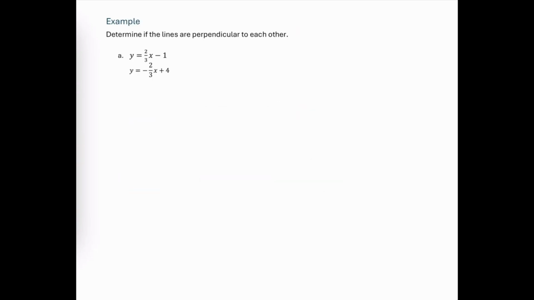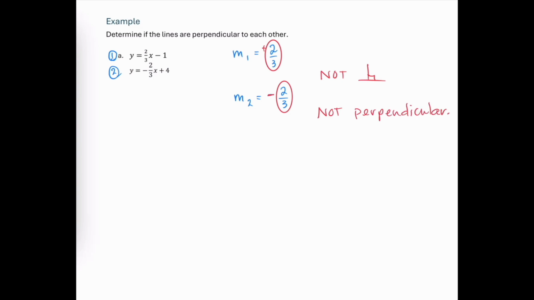Now let's look at two examples to determine whether or not these lines are perpendicular to each other. We'll call this the first line and the second line. We can see that the slope of the first line is positive 2/3. The slope of the second line is negative 2/3. And while one is positive and the other is negative, the numbers themselves are not reciprocals of each other. So we would say, no, these are not perpendicular. And again, that symbol is being used in place of the word.